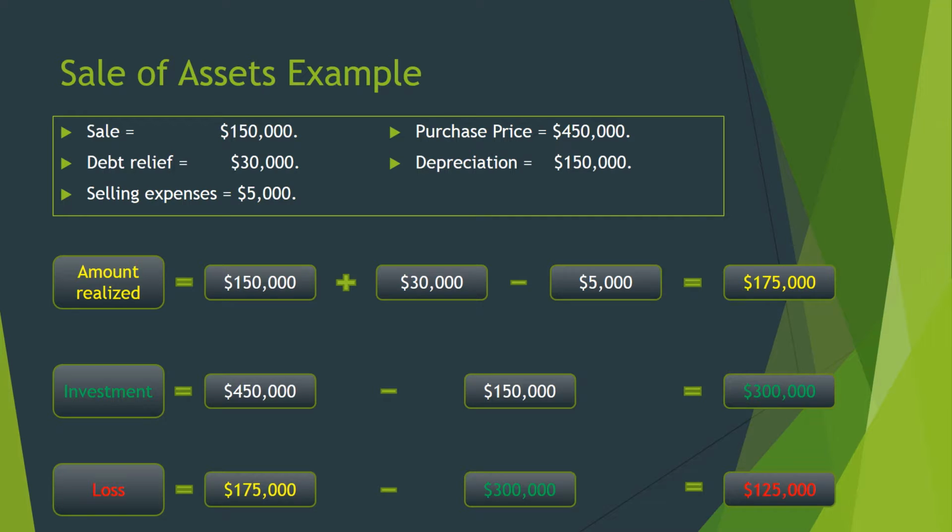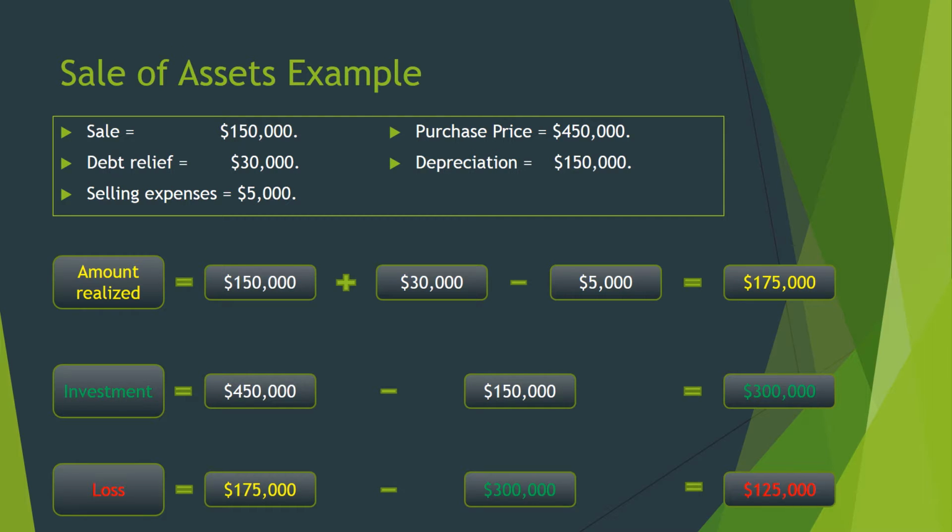For example, after many years of operating a restaurant, you decide to sell it at a loss to a competitor for $150,000. He also agrees to take over your bank loan of $30,000, and you have expenses on the sale of $5,000. At that time, you have assets you paid $450,000 for, on which you've taken $150,000 of depreciation. Your loss is calculated as follows.